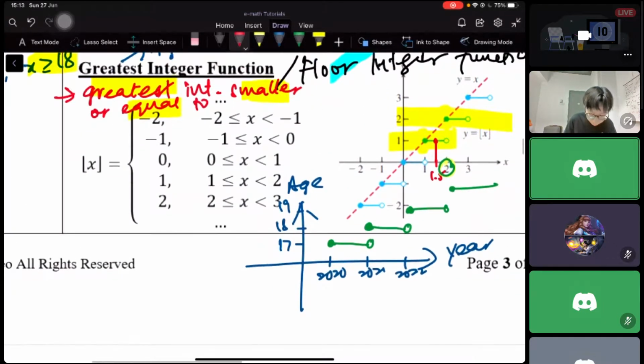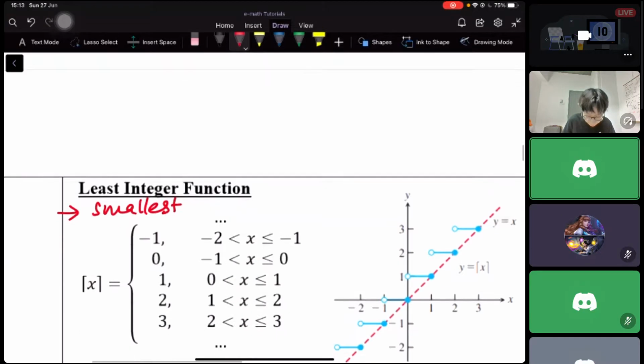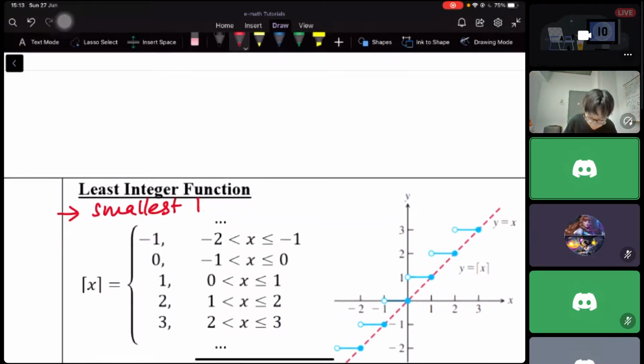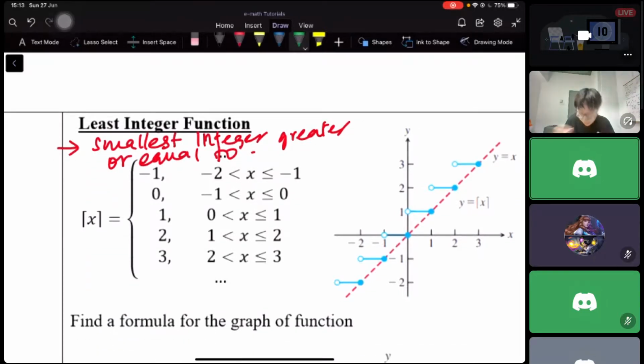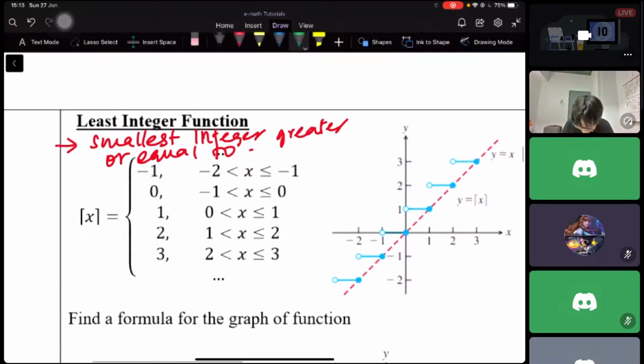Greatest. I meant to write greatest, sorry. This is the least integer function, which means the smallest integer greater than or equal to the number. Okay, you see? Let's say this time we look at negative 2.4. The smallest integer greater than or equal to negative 2.4 is negative 2.